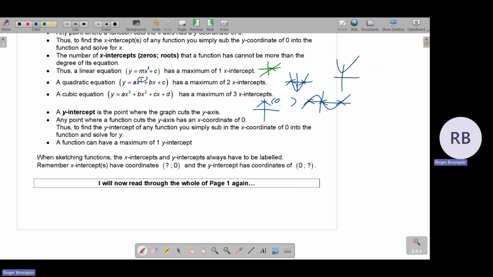The degree of a function is the biggest exponent that an x has on it. So the degree on the x variable still defines the maximum amount of x-intercepts. What was the degree of a function? The biggest exponent on an x. So this x cubed is degree 3, x squared is degree 2. You with me?